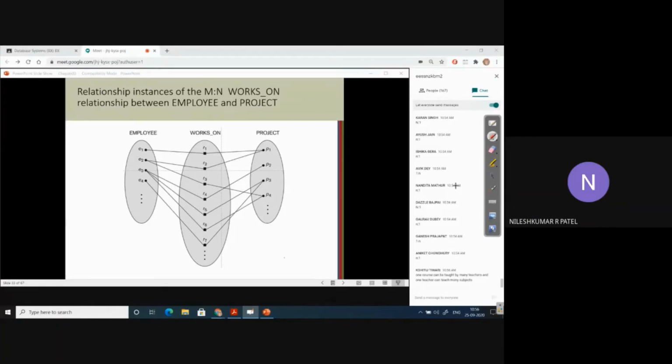I am just giving an example, but you have to think of each and every aspect and ask what type of cardinality ratio exists between these two entity types, that is teacher and course, between employee and department, between employee and project. So let me give one more example. It may take more time, but it will build your concepts.